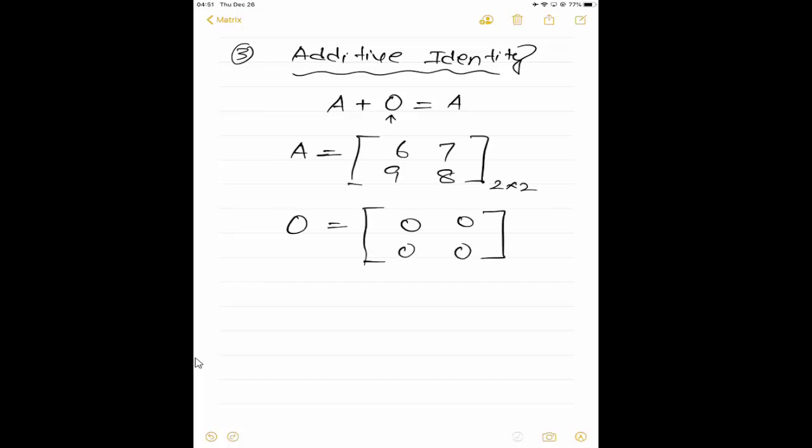Two matrices, A matrix and null matrix. I'm going to add both. What will be the output? If I add element wise, it is going to remain the same. 2 cross 2 which is equal to A. Hence, we proved LHS equal to RHS. Whenever you add a null matrix or zero matrix to any matrix, there is no change in the output.